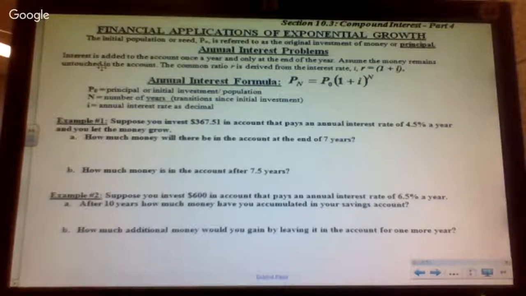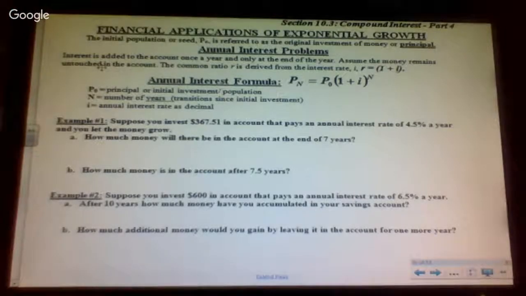This is where we figure out, you put this amount of money into your account, how much money do you end up with at the end of how many years? Okay, so they give you this annual interest formula. We're going to ignore this formula. Instead, we're going to use the one that you'll see on the back side when we get to it.